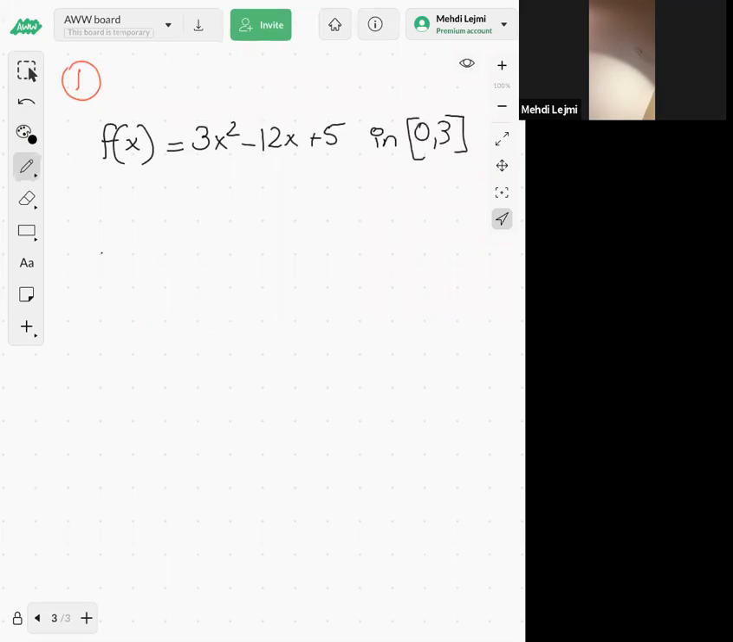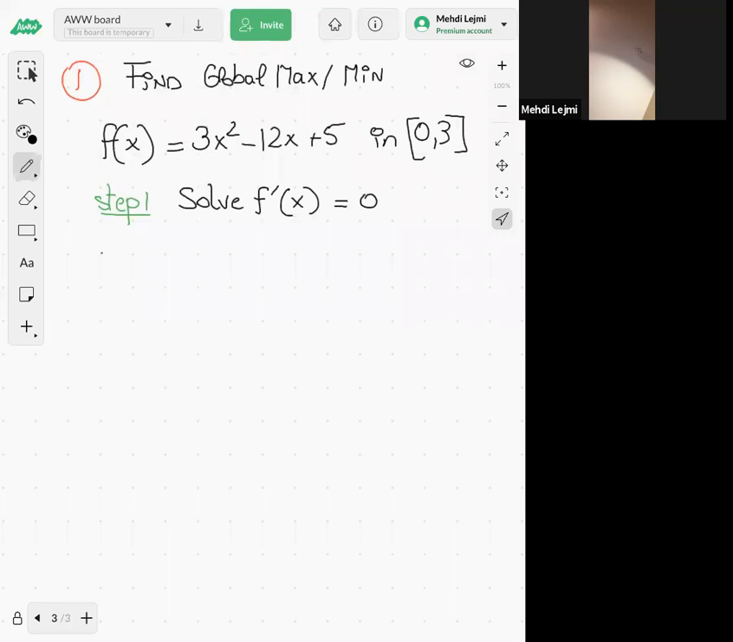Again, the goal is to find our absolute, or global, maximum and global minimum. First step: we have to solve f prime of x equal to 0. So first you have to compute f prime of x.